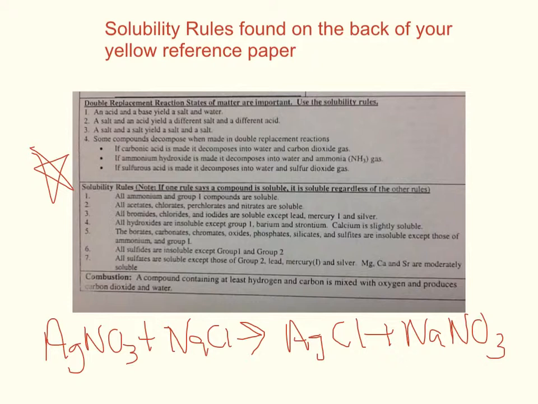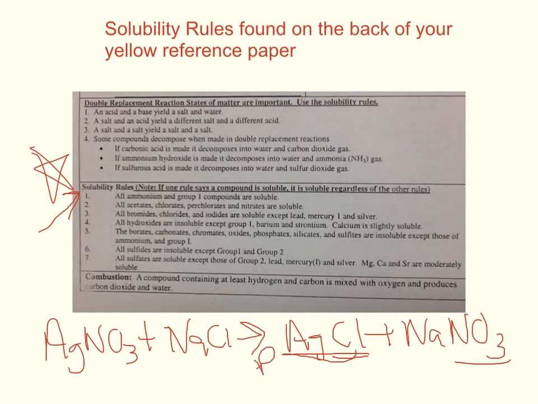So we look at the table under the solubility rules right here. I'm looking for something about a chloride or a nitrate. These solubility rules kind of go by their last names: chlorides, nitrates. So I'm going to look up something about chlorides. I see number 3. All bromides, chlorides, and iodides are soluble except lead, mercury 1, and silver. Well, look at that. We have silver chloride. So this is not soluble. That means it's going to be the precipitate.